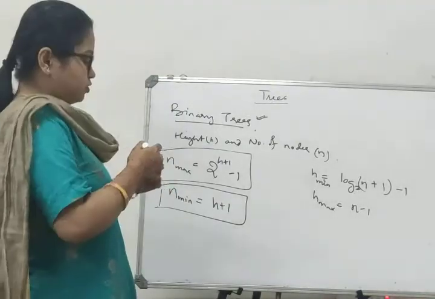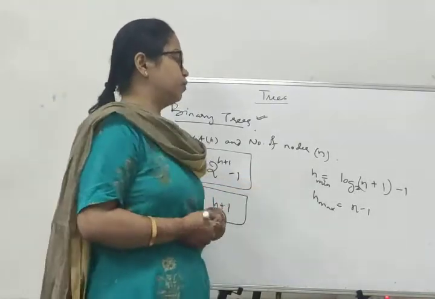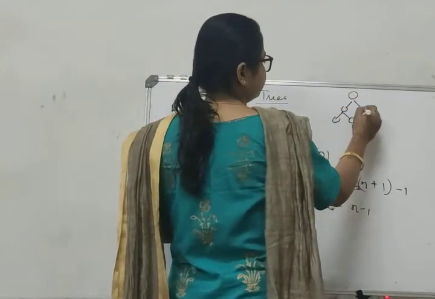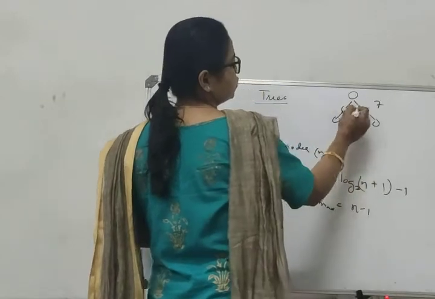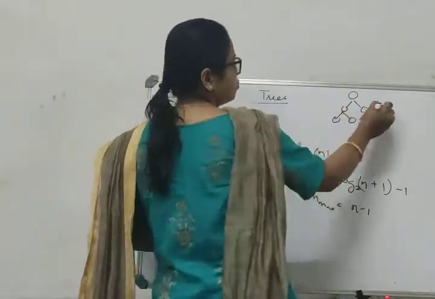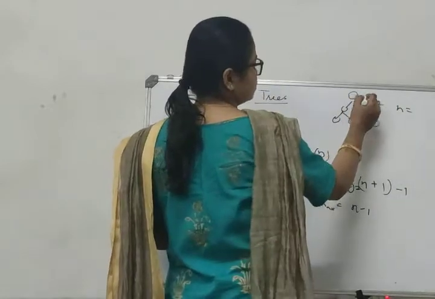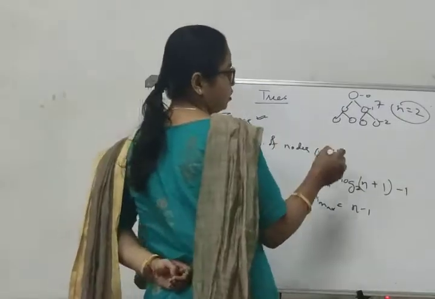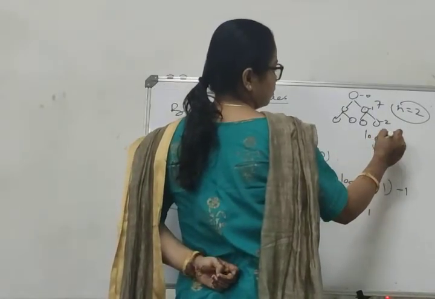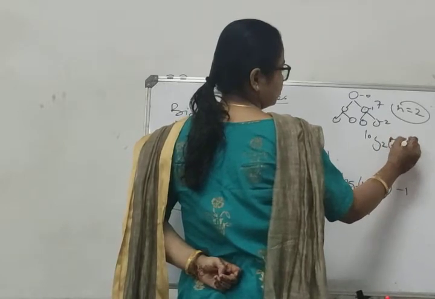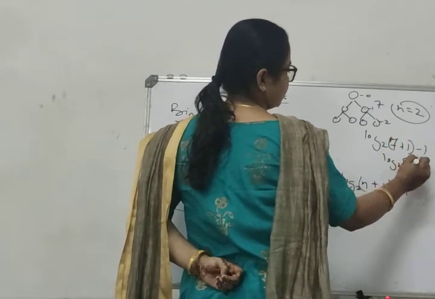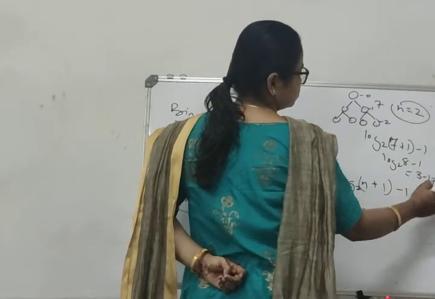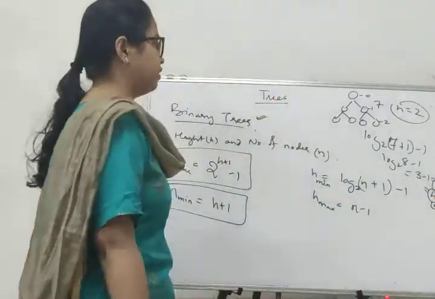Okay. So given the number of nodes, suppose the given number of nodes is 7. So 1, 2, 3, 4, 5, 6, 7. Yeah, perfectly fine. So height, it is turning out to be what? 0, 1, 2. So height is 2. Let's verify whether it is falling into the formula or not. So log 2, 7 plus 1 minus 1. Log 2, 8 minus 1, which is 3 minus 1, which is 2, which is our height, isn't it? So it is falling into the formula, which is perfectly fine.